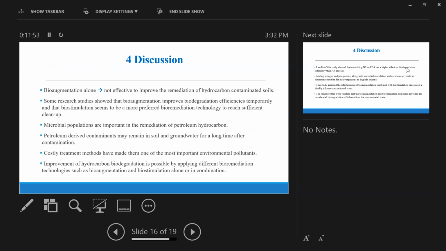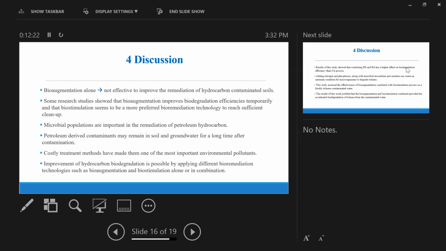Let's move to the discussion part. If we just use bioaugmentation, which means just adding microorganisms, it is not effective to remove the contaminants. You have to combine it with biostimulation as well. That means you have to add both nitrogen and phosphorus and also microorganisms to these permeable reactive barriers to get better results.